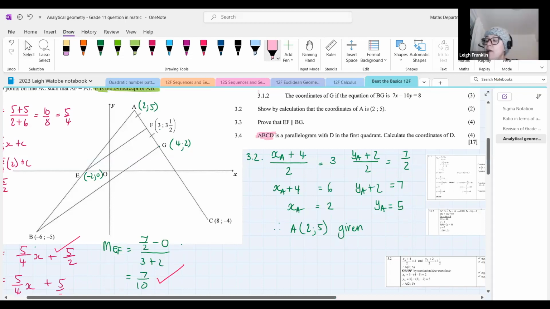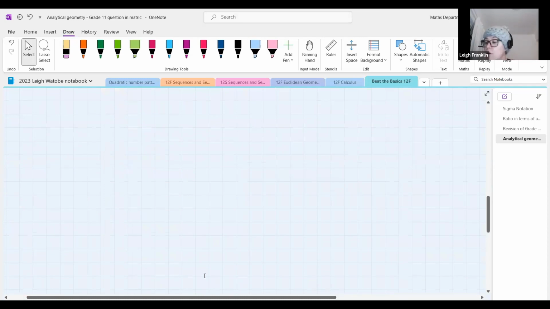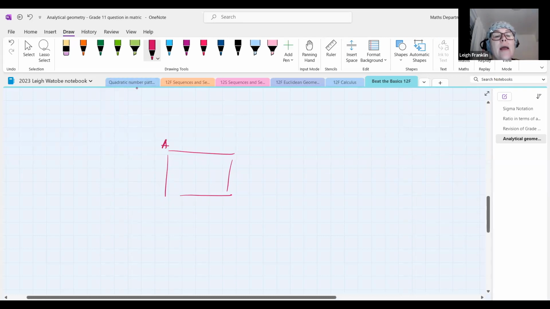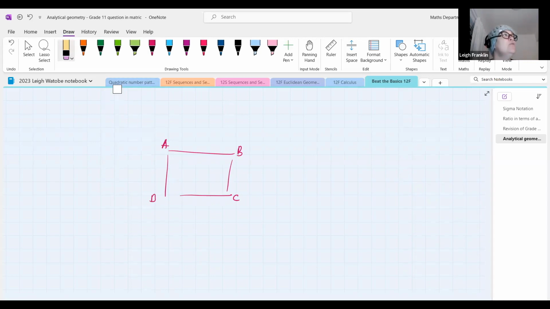If you have a shape ABCD, let's write this down here. Let's pretend I can go A, B, C, D like so. Or I can start anywhere. I can start at any point, but I have to either work clockwise or anti-clockwise.